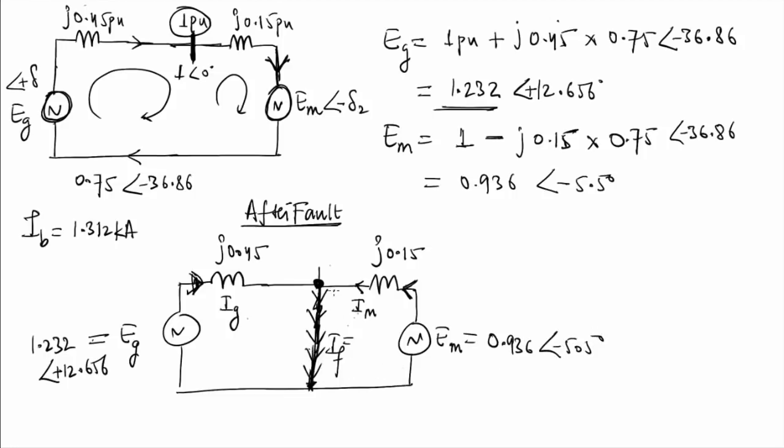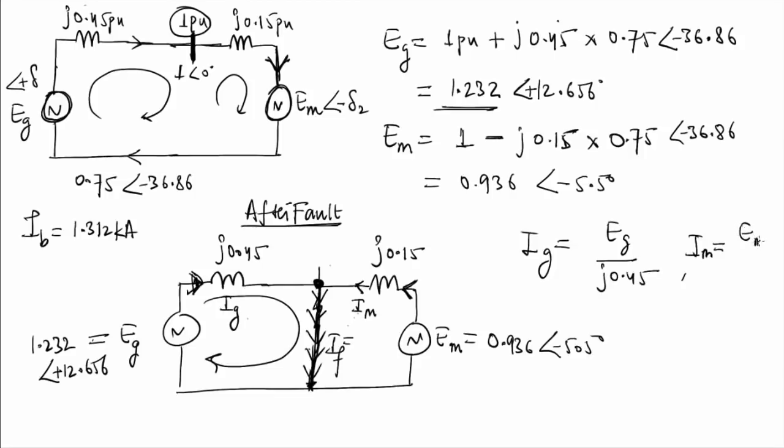So I can easily find this; this is the shorted part, something like a network circuit. What is the value of IG? IG will be equal to EG upon the reactance, and in this case the reactance is j0.45 only. Similarly, the value of IM will be equal to EM upon j0.15. And the fault current will be the summation of IG plus IM. All this will be in phasor.